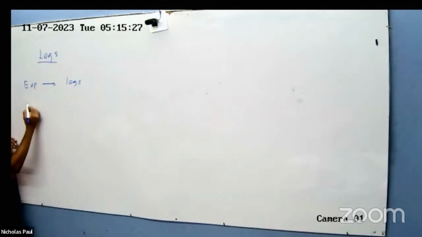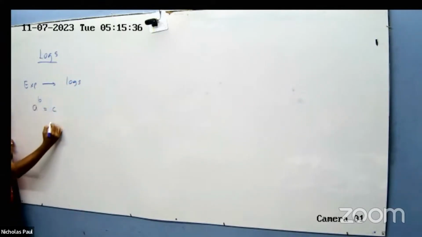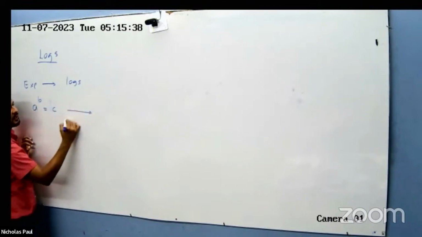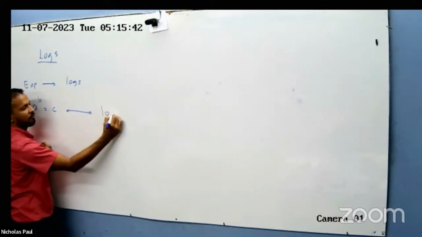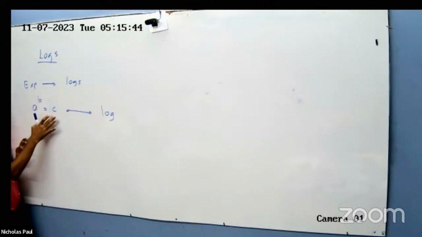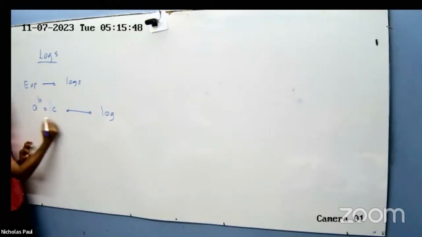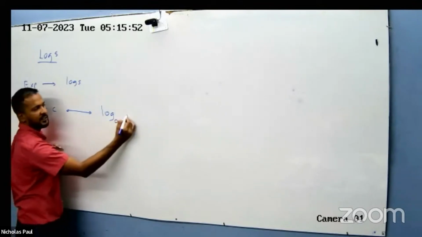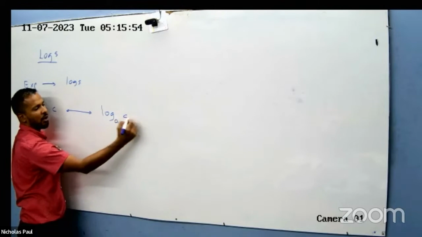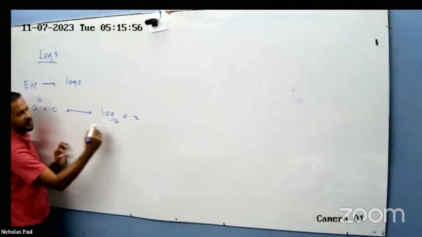So if I gave you a to the power b equals c, to convert to the log form, what do we do again? Bring down the a, it becomes the base. Bring across the c, it becomes the value you find the log of, and b is the answer.